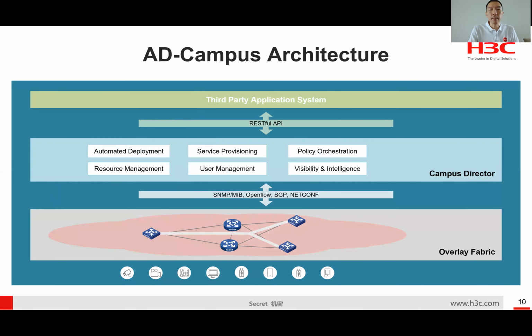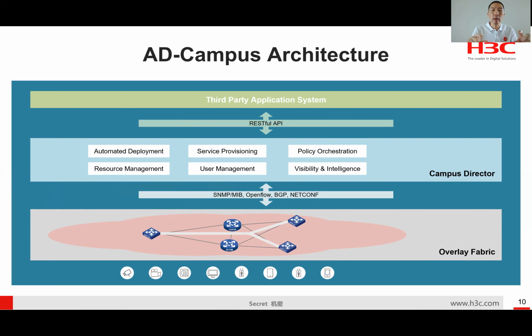And this is the ADCampus architecture. On the bottom, you see the devices that you are going to connect to the network. The overlay fabric is based on all the switches, routers, access points, these kinds of devices, right? And you see we have open architecture interfaces. I'm talking about SNMP, the MIB interface, OpenFlow, and also BGP and NETCONF.